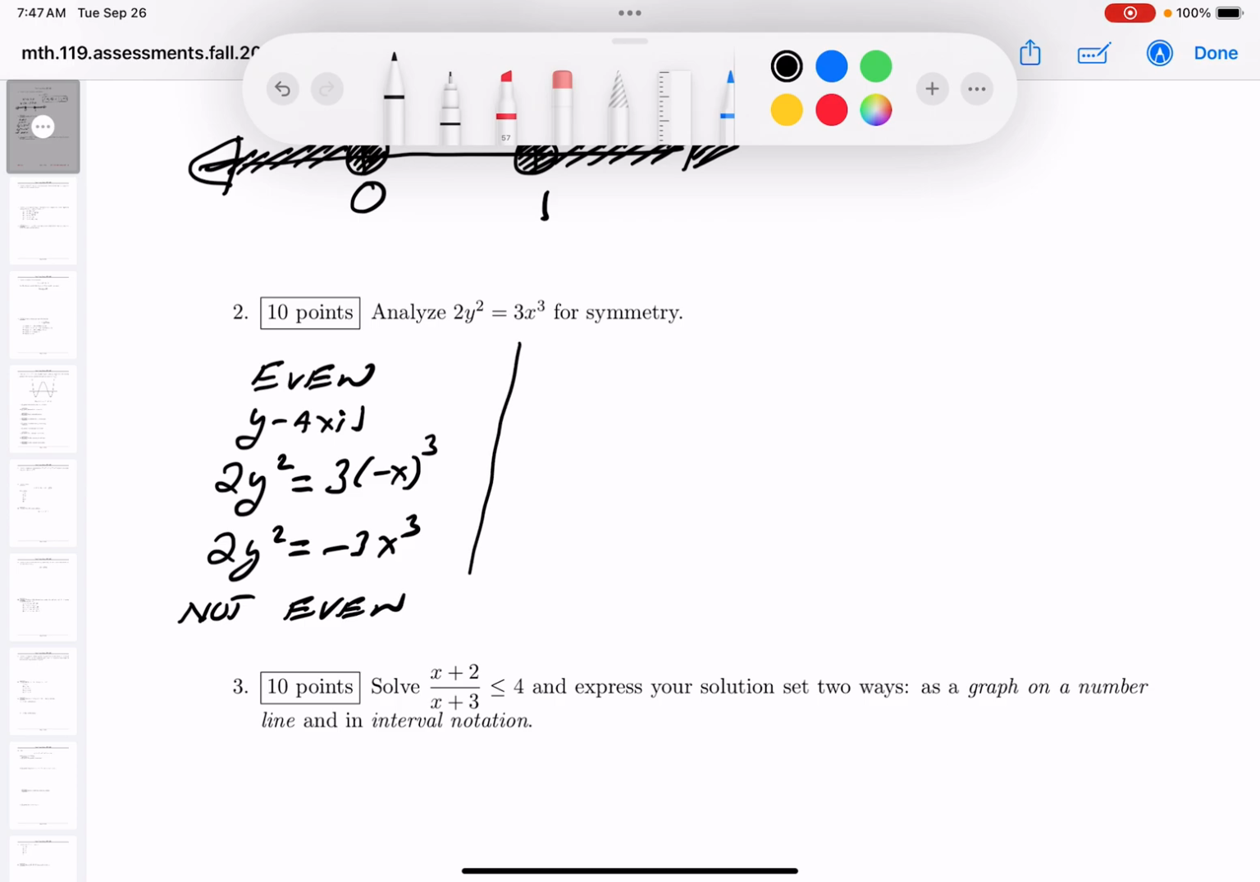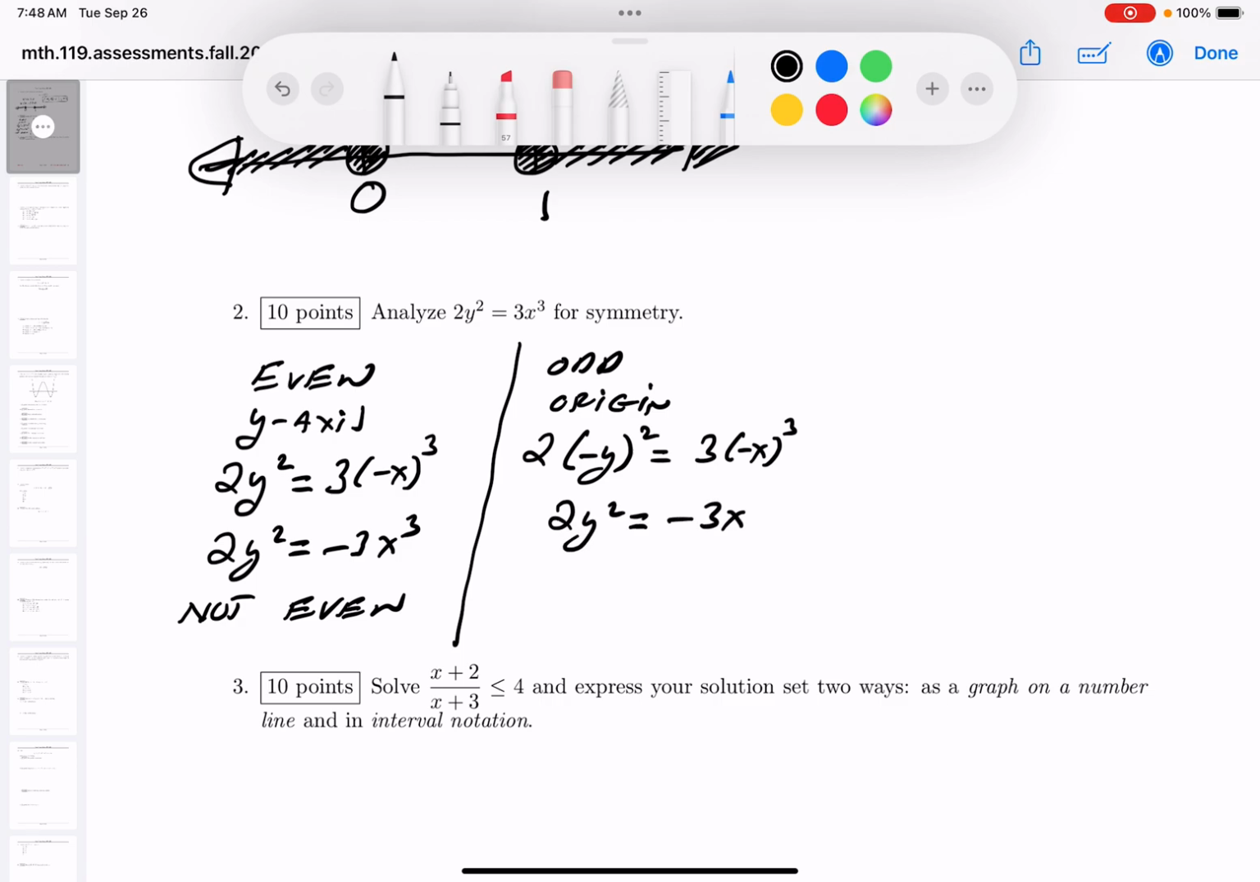Let me do the next thing, which is odd, or what some people refer to as origin symmetry. It's point symmetry. What do you do there? Replace y by minus y and x by minus x and see what happens. And what do you get? You get 2y squared equals minus 3x cubed. Clearly not the same thing, so it's not odd.